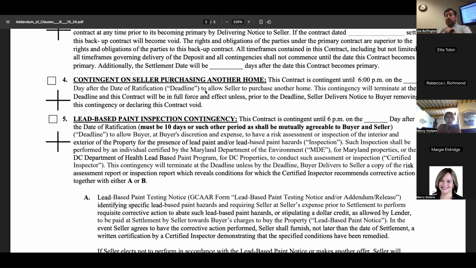If the purchaser purchasing your home is not contingent on selling something, 4 can work. But if the buyer buying your home is contingent on something, 4 is probably not going to work.